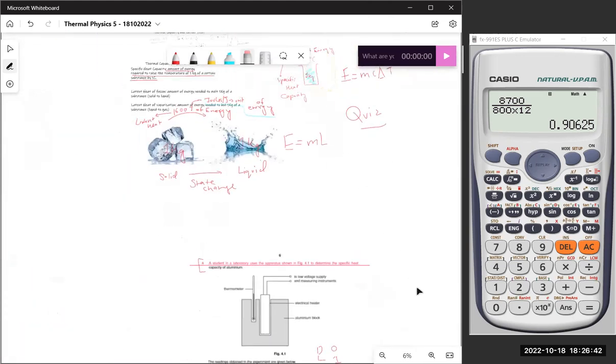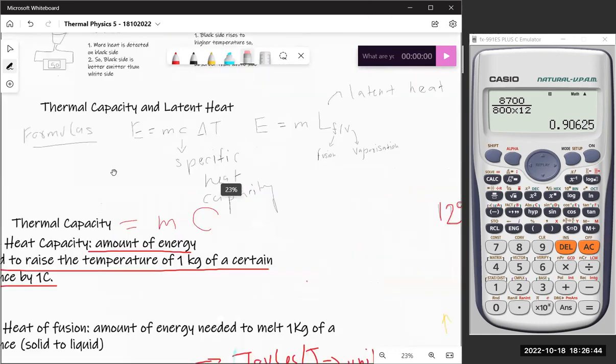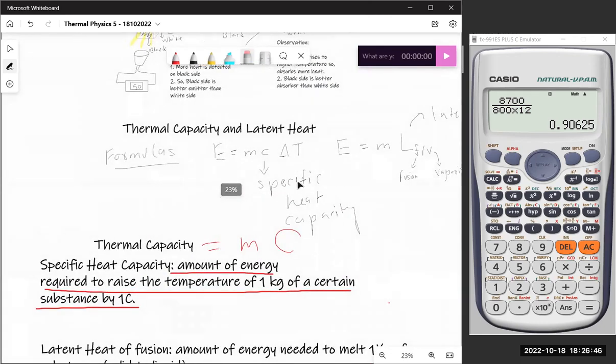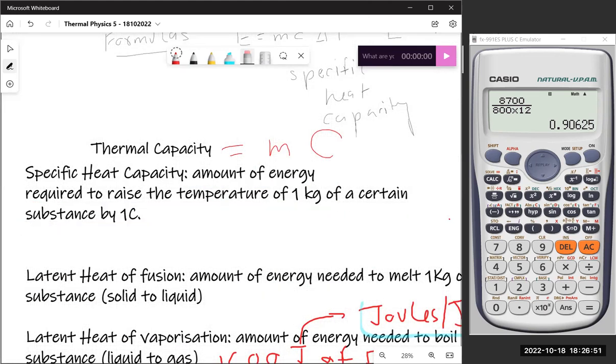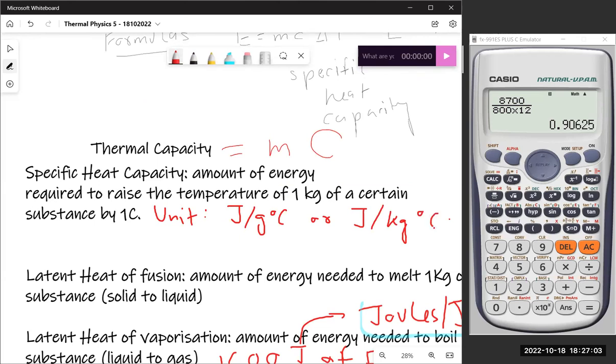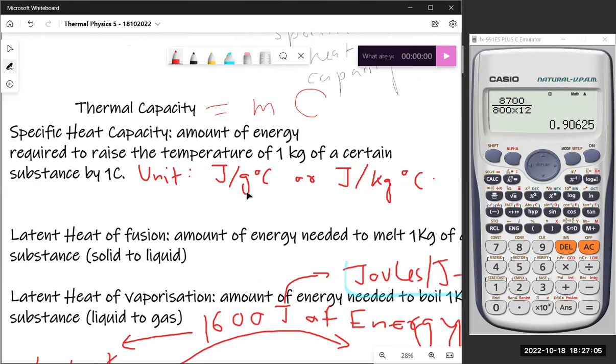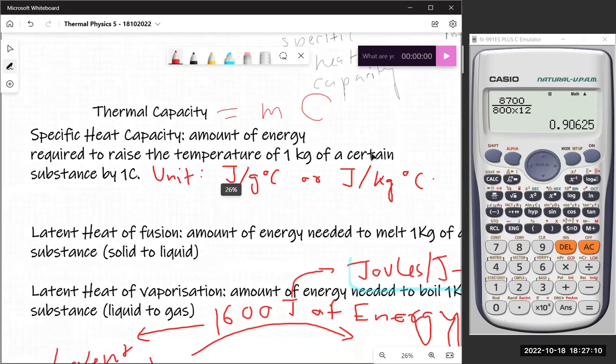Now, last thing we're doing is looking at the units of all of these. Write it over here, after the specific heat capacity definition, just write: unit. Unit is always joule per gram degree Celsius or joule per kg degree Celsius. It depends on what you're given in the question. If you have grams in the question, you'll put grams. If you have kilograms, you'll put kilograms.